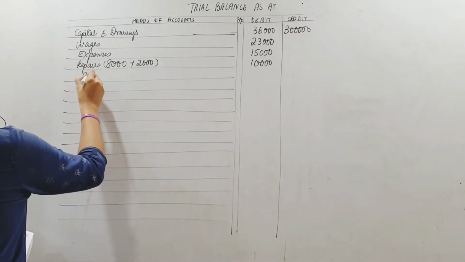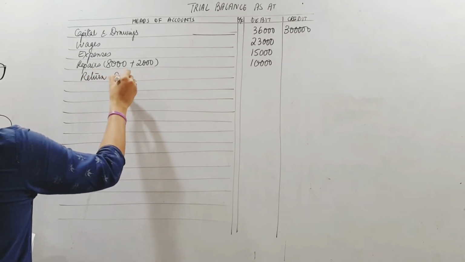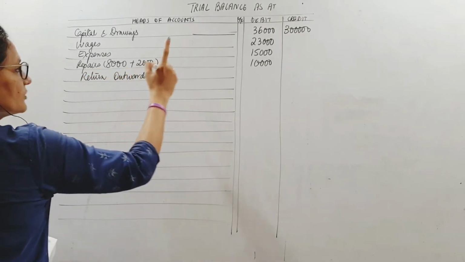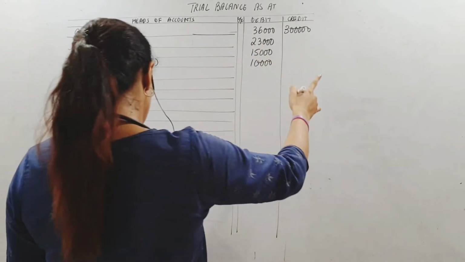Return outward. This is what? Purchase return. Purchase is always debit. Purchase return will be credit.